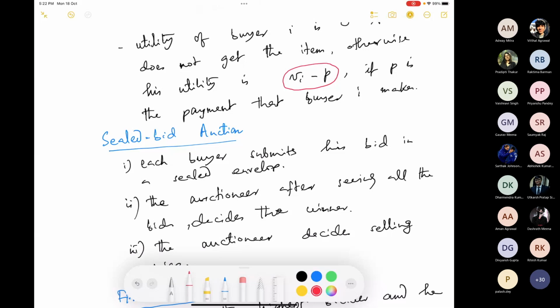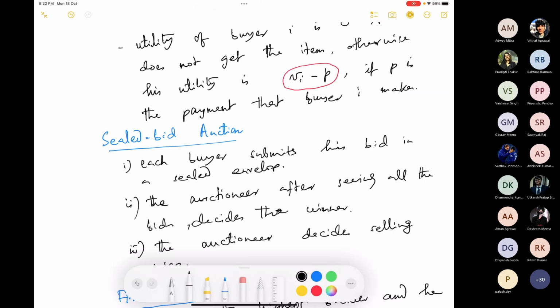Now, how much should you bid? For example, will you bid your valuation? The answer is always no, because if you bid your valuation, then your utility is zero. If you win, your utility is zero. If you lose, your utility is zero. So it is sort of clear that bidding your valuation is as good as bidding zero or not participating in the auction at all. But then what will you bid?